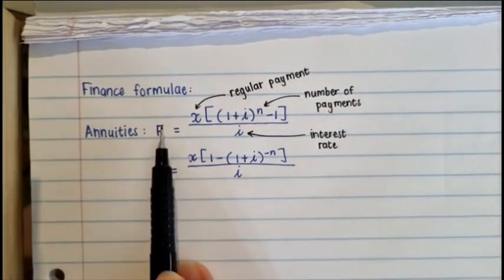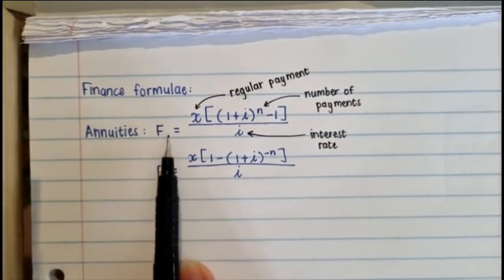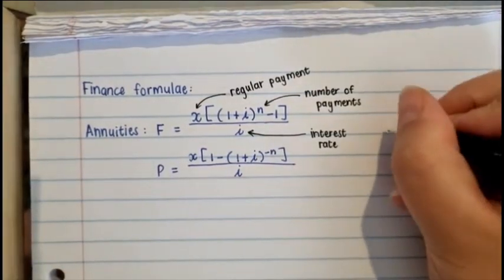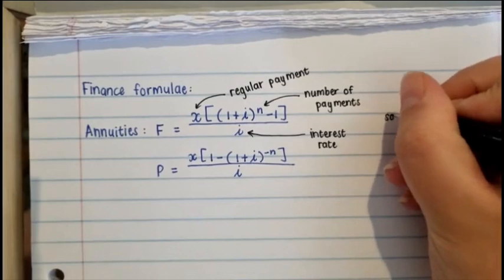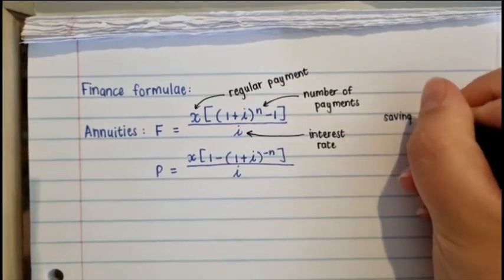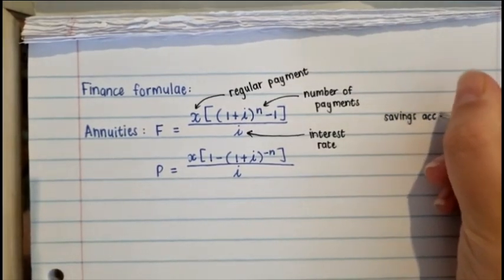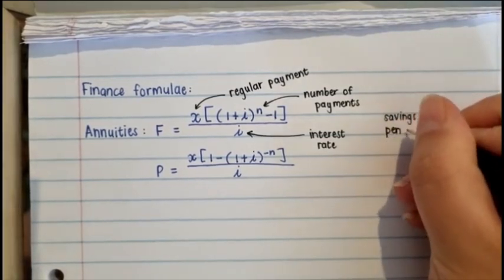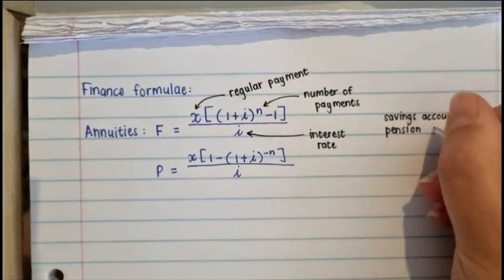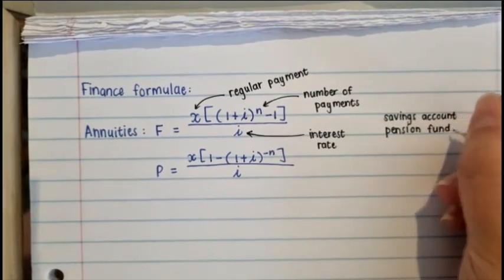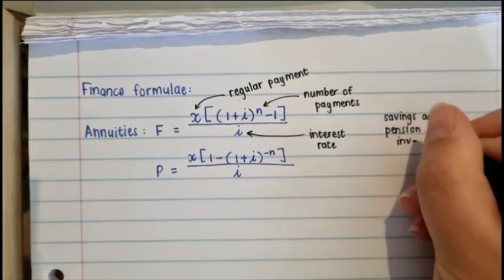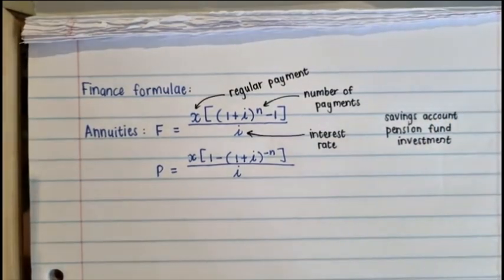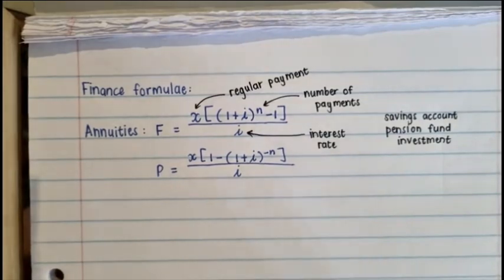The future value formula is mostly for some kind of investment where you want an amount in the future. So this is normally like a savings account or a pension account, so savings account, pension fund, basically any type of investment. For that kind of scenario, you'll have to use the future value formula.